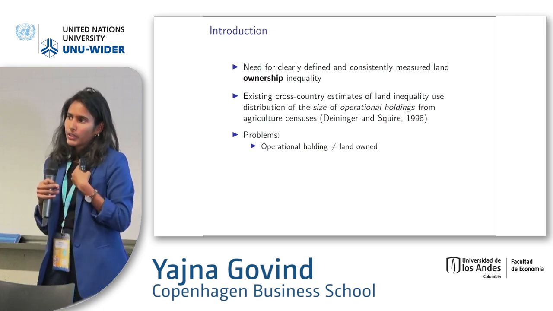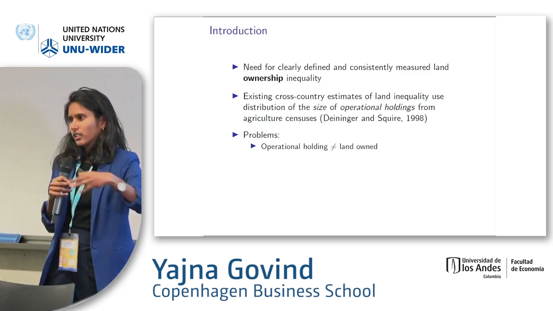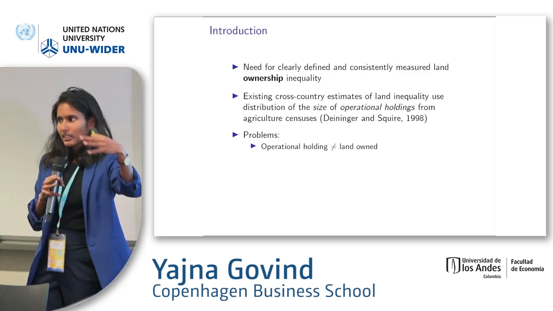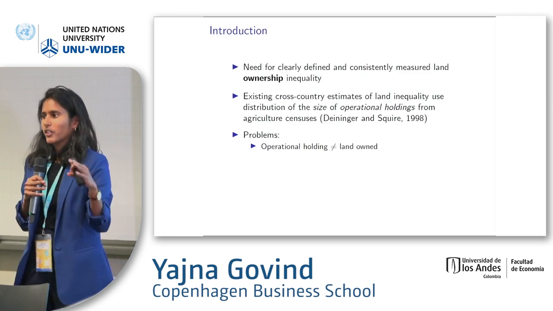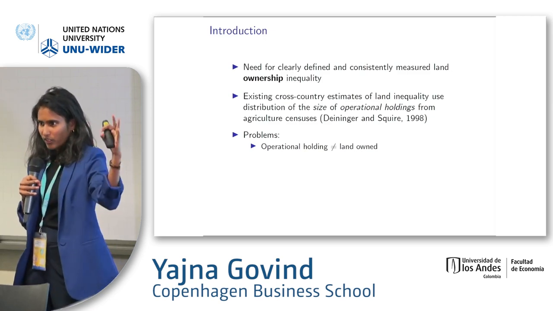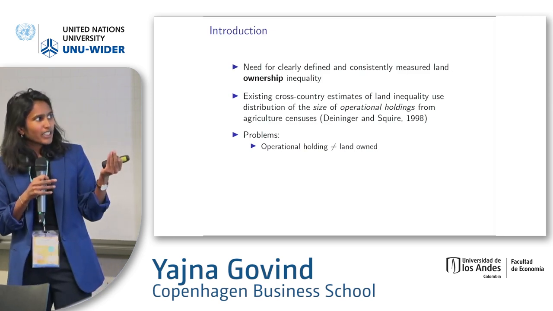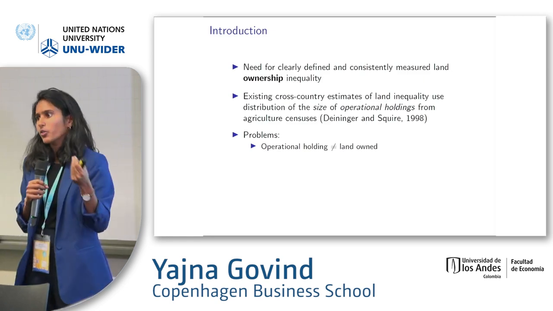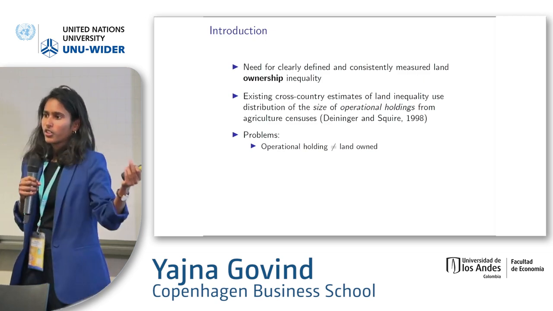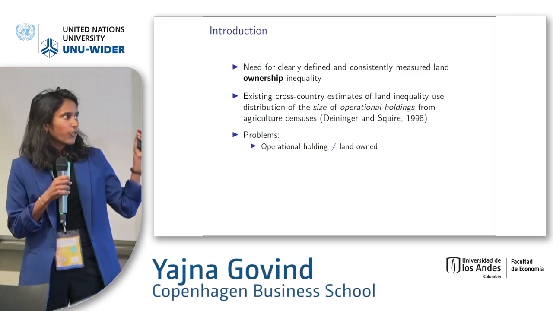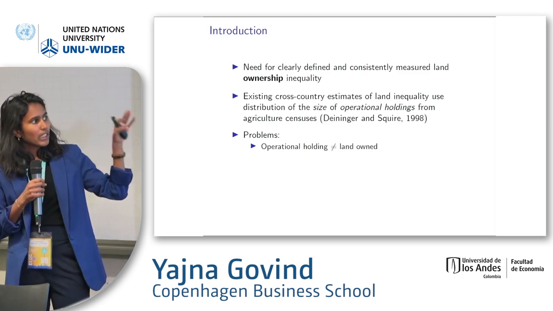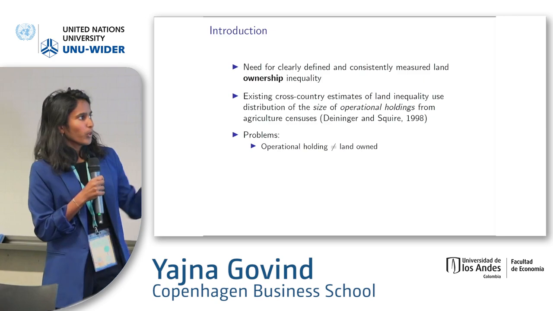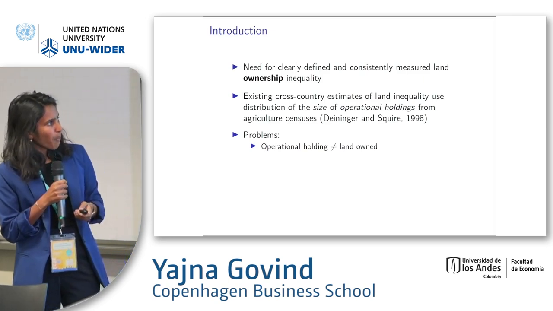So if a single owner has different plots of land in different rural areas, these plots are going to be considered as if each plot were owned by a separate, different person. In the discussion of land inequality in terms of ownership, we would really want to know whether these pieces of land are connected to a single owner. That would mean that we might be underestimating land inequality in terms of ownership when we rely on agriculture census data.